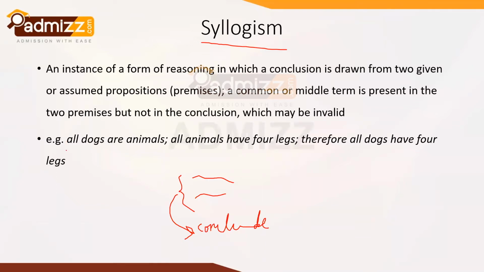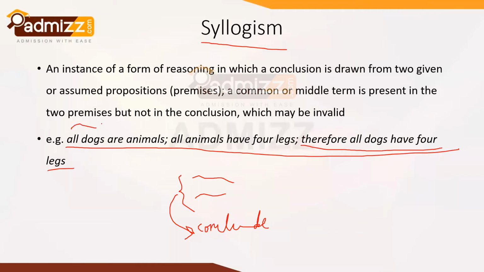For example, take a look at this particular example, right? All dogs are animals. All animals have 4 legs. Therefore, all dogs have 4 legs, right? So this is a clear implication. This last part is the conclusion that we are making. These two are the hints or the statements that we used to reach this particular conclusion, right? So our job in syllogism is to find conclusions, right?